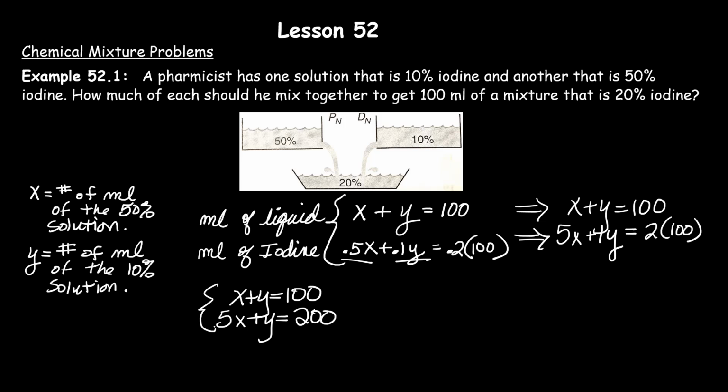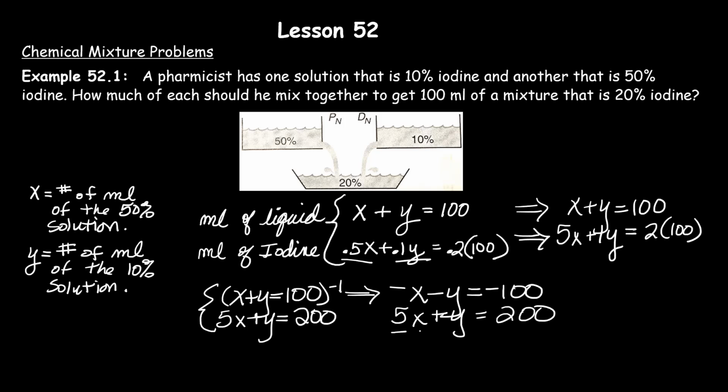So I've got these two equations, and I'm going to solve this by elimination. I'm just going to multiply the first equation by -1 and add it to the second equation. So multiplying the first equation by -1, I'm going to have -x minus y equals -100. Second equation is going to be 5x plus y is equal to 200. Add those equations together, the y's go away, and I end up with 4x equals 100.